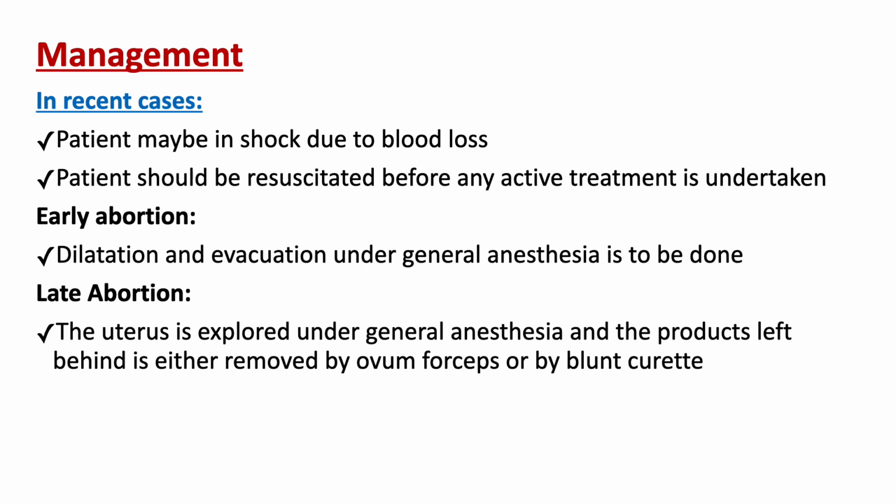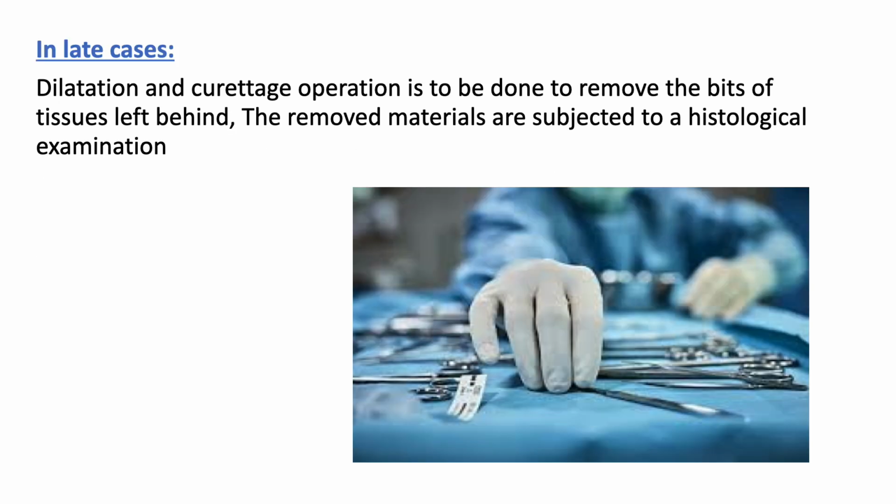Early abortion, in such cases you are going to do a dilatation and evacuation under general anesthesia. Late abortion, the uterus is explored under general anesthesia, and the products left behind are either removed by the ovum forceps or by blunt curette. In late cases, the dilatation and curettage operation is to be done to remove the bits of tissue left behind. The removed material is subjected to a histopathological examination.